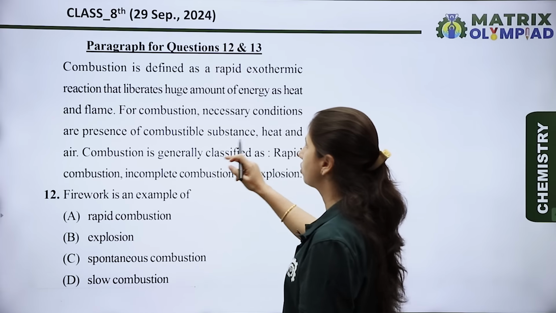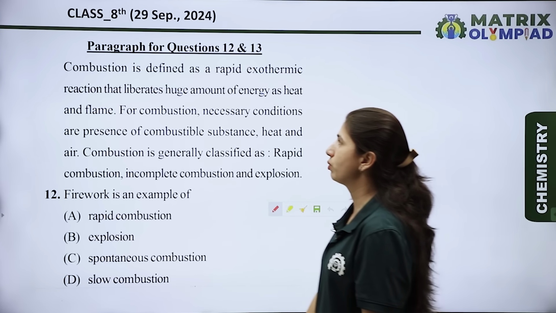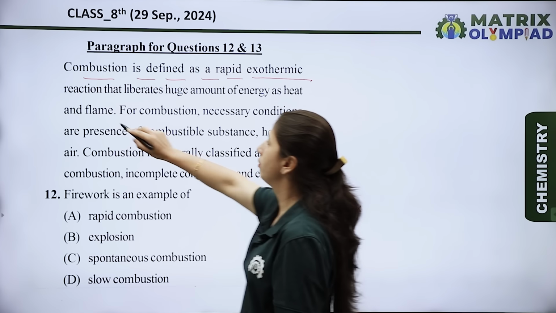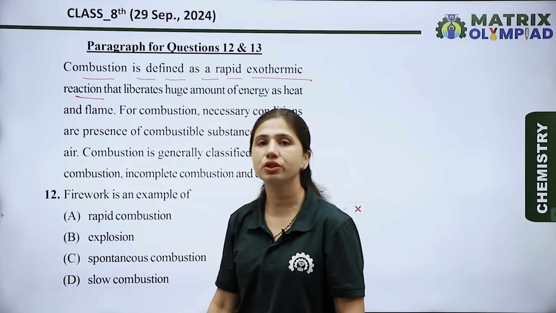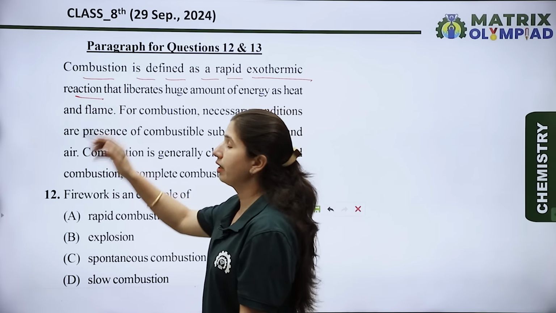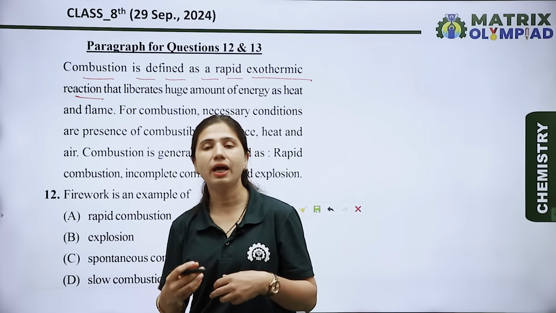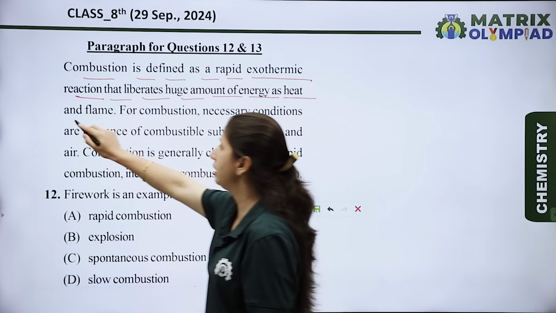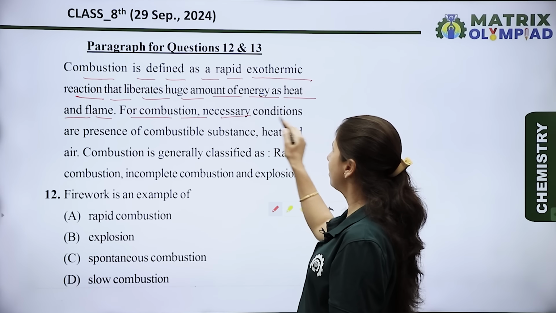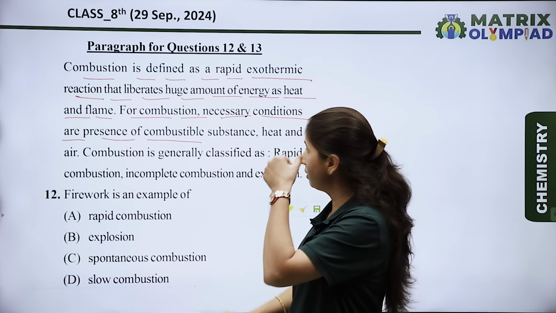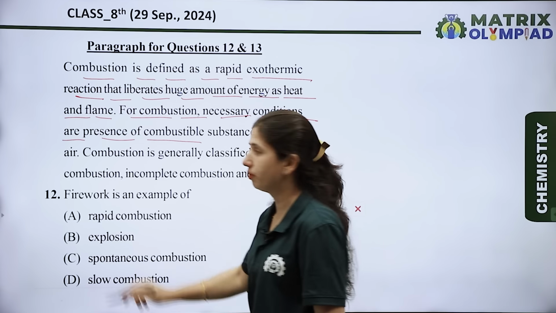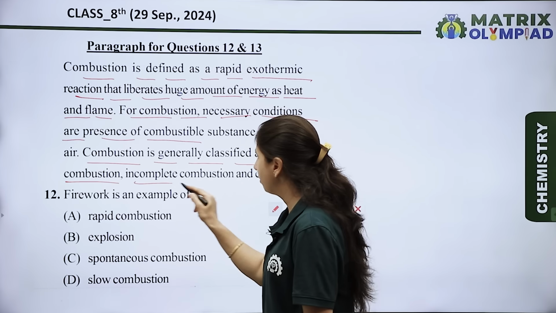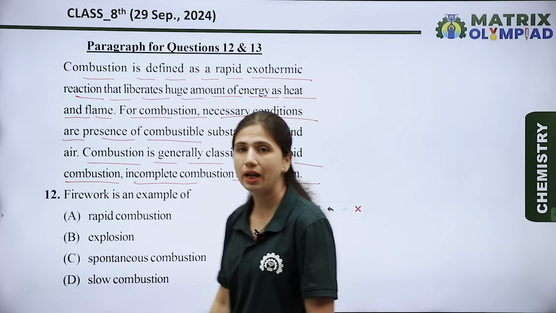Now let's see the next question. The next question is a paragraph based question. Now let's see the paragraph. Combustion is defined as a rapid exothermic reaction. Exothermic reactions are reactions which release a lot of energy, and endothermic reactions are reactions which absorb energy, that liberates a huge amount of energy as heat and flame. For combustion, the necessary conditions are presence of combustible substances, heat and air. Combustion is generally classified as rapid combustion, incomplete combustion and explosion. Now let's see the question.